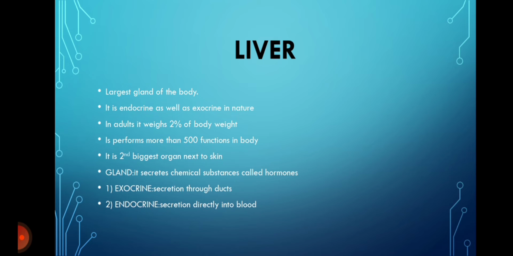Gland: it secretes chemical substances called hormones. There are two kinds of glands, exocrine and endocrine. Exocrine glands secrete through ducts and endocrine glands secrete directly into the blood.